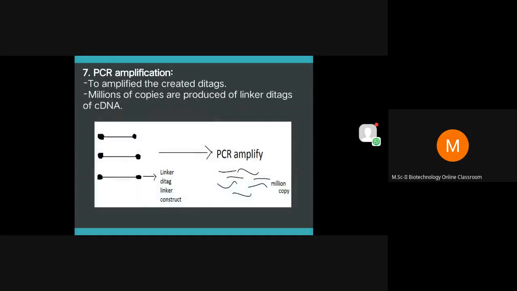Seventh step, PCR amplification. The linker-ditag or linker construct is produced. The linker-ditag is amplified using the PCR primer. Due to amplification, many copies are produced of the linker-ditags or linker constructs of the cDNA.